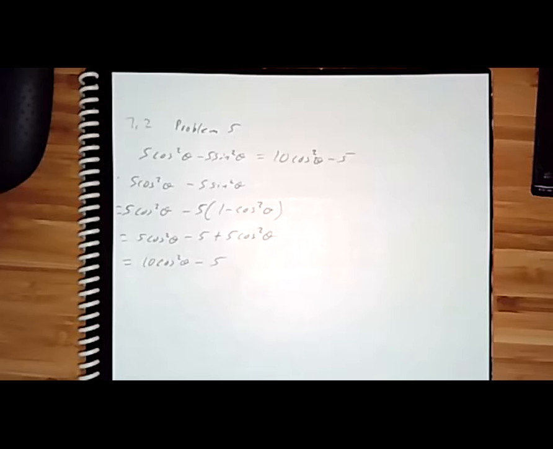Okay. 5 cosine theta, 1 cosine theta. Okay. All right. I think I understand it now. Okay. Cool. All right. And then 6, the other one I got wrong. Okay.